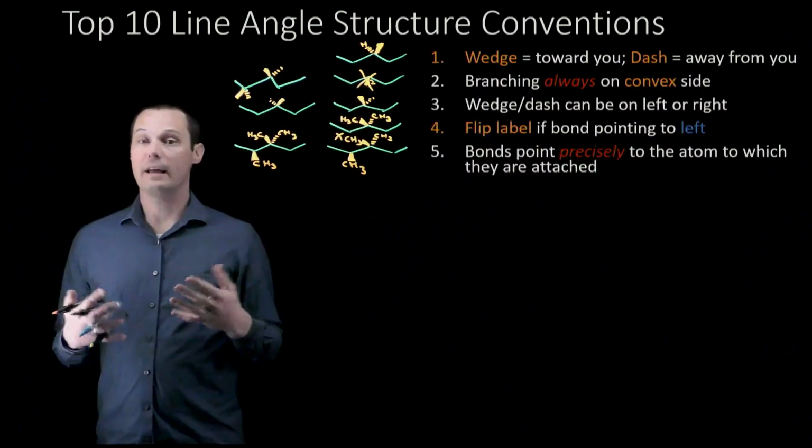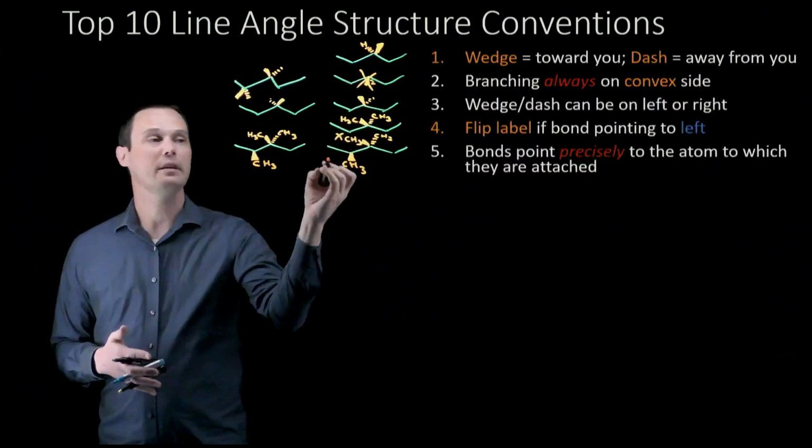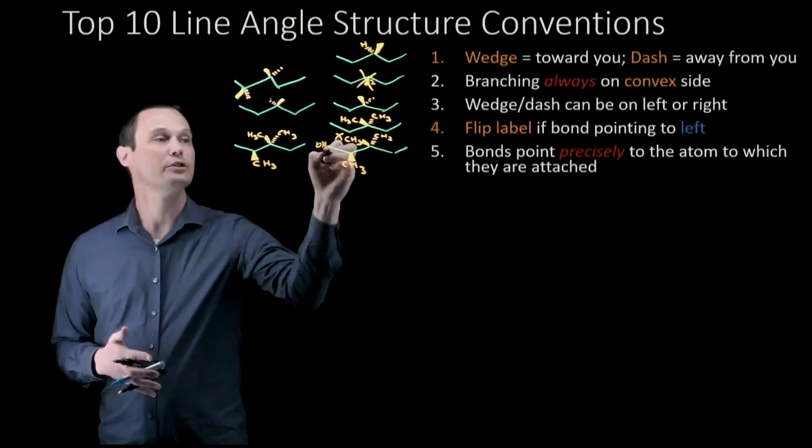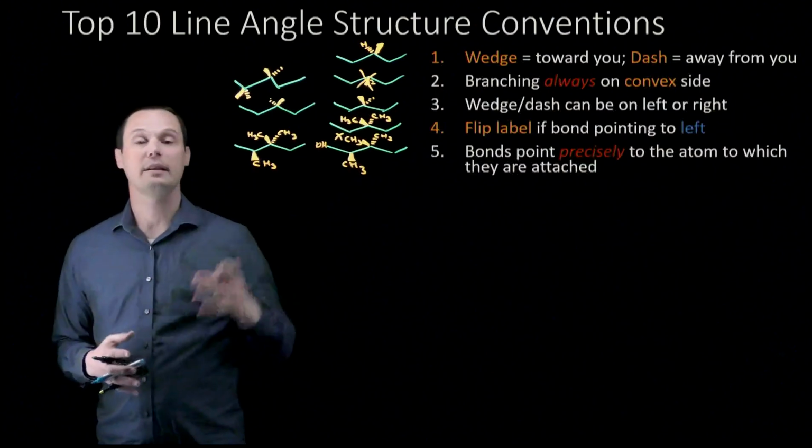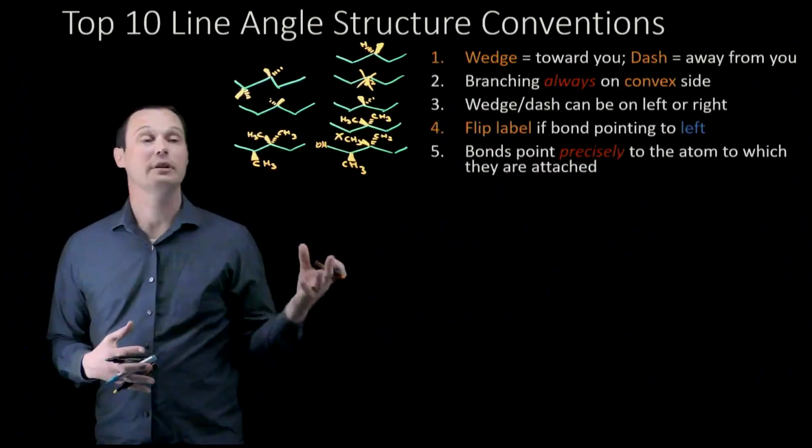This works for carbon and heteroatoms as well. If we have an OH group on the end of this molecule, we would not write OH. That would be implying that this bond is directly attached to the hydrogen. It's not attached to the hydrogen, it's attached to the oxygen.